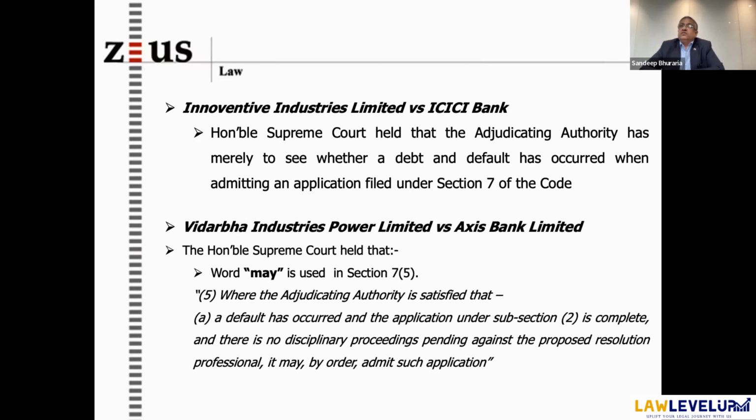application. Now the word may is not mandatory, it is discretionary, which means that the adjudicating authority, while admitting a petition under Section 7, has to apply its mind whether the debt was actually due or not, and whether there is a default in that. And if yes, then it has to give reasons in declining such a petition.